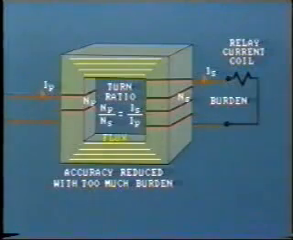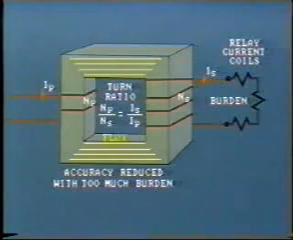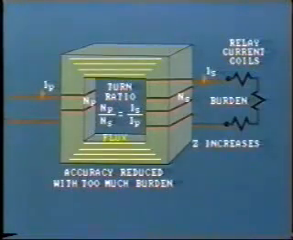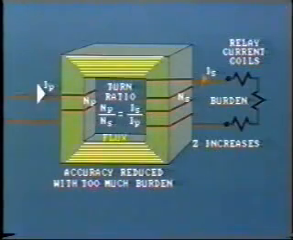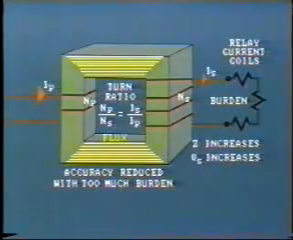The accuracy of the CT at high current flow will be considerably reduced if we add too much burden to the CT secondary. This would occur if we added too many relays and other equipment to the secondary of the same CT. By adding more relays, more current coils are connected in series, so increasing the impedance. The transformer must now produce a larger output voltage so as to force the same current through the higher impedance.